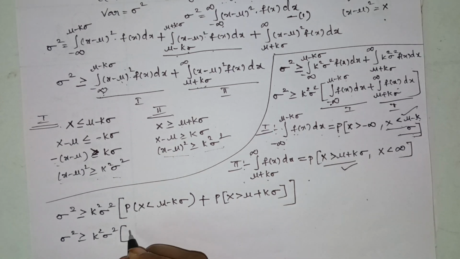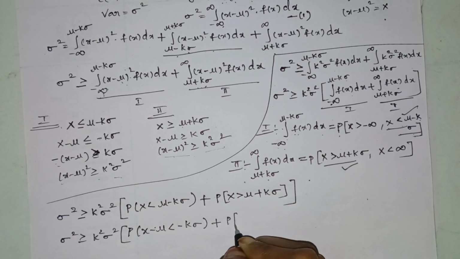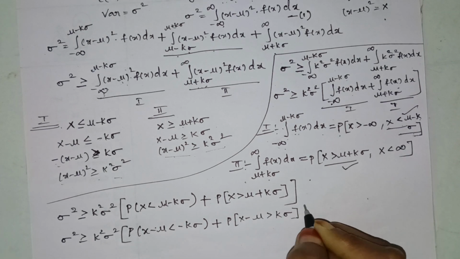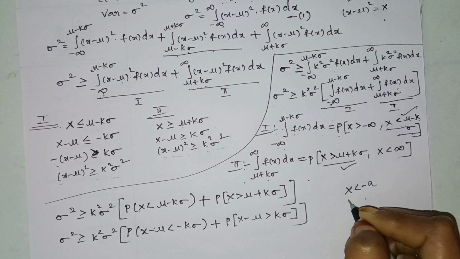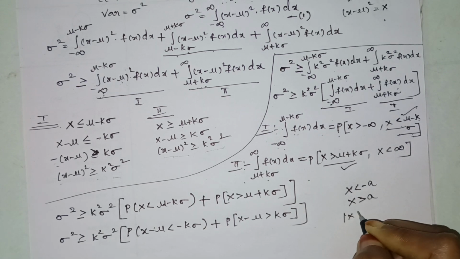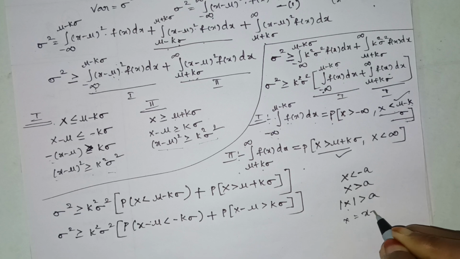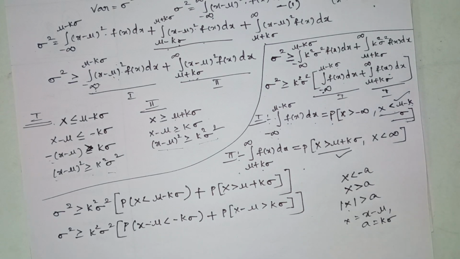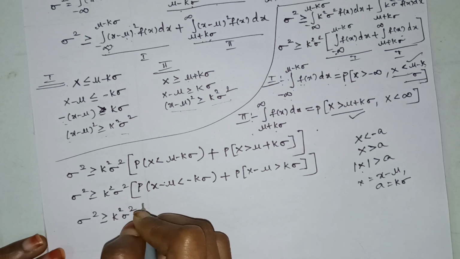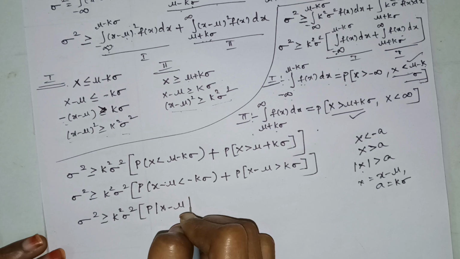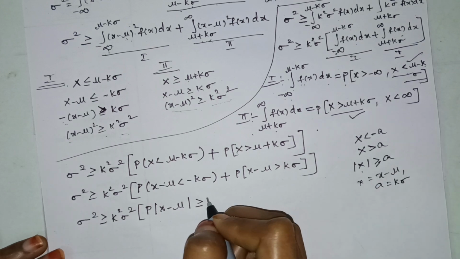Take this mu to this side, then we get probability of x minus mu is less than minus k sigma plus probability of x minus mu is greater than k sigma. And we have a formula that if x is less than minus a and x is greater than a, then I can write mod x is greater than a. So here our x will be x minus mu and a will be k sigma. So sigma square is greater than or equals to k square sigma square probability of mod x minus mu greater than or equals to k sigma.